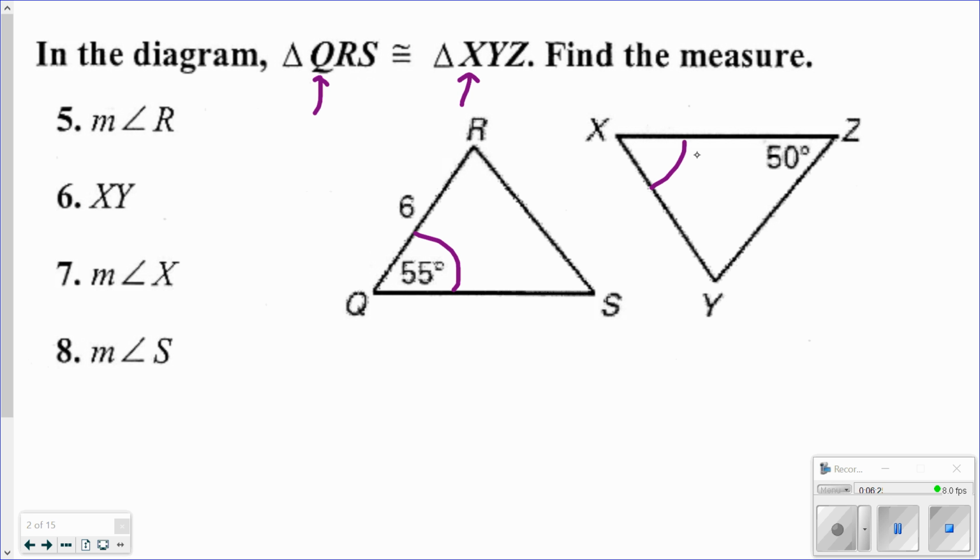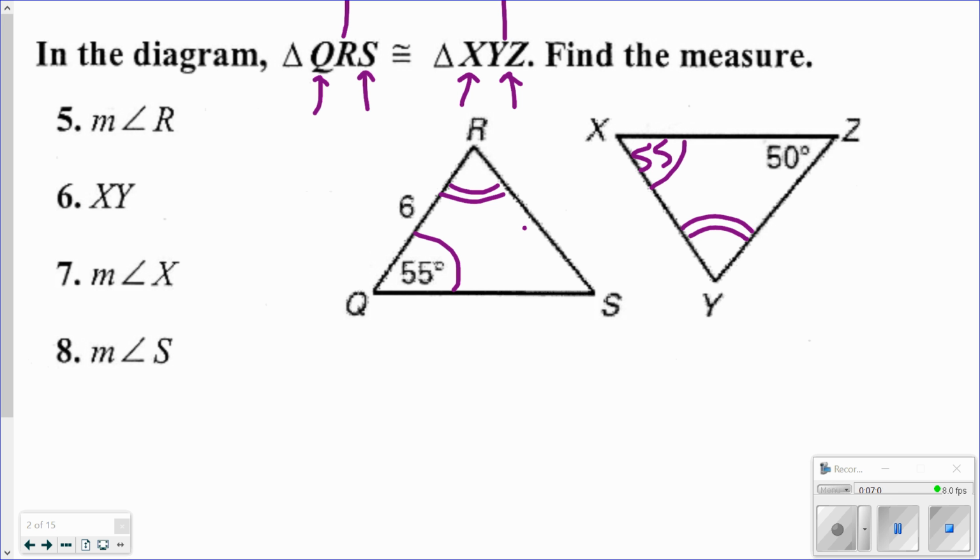And looking at the diagram, I know Q is equal to 55 degrees because it tells me that, which means X is also equal to 55 degrees. Let's move to R. R is the second letter of this triangle. Y is the second letter of that triangle, which means those two angles are also congruent. So I'm going to mark this with 2 tick marks, mark this with 2 tick marks, and finally S and Z are congruent because they're the last letters of our congruent triangles.